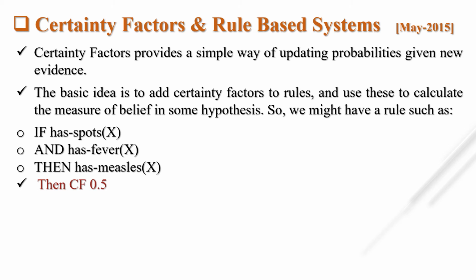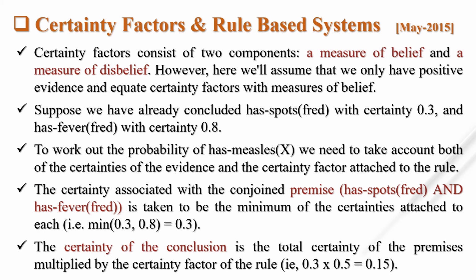So certainty factor consists of two components, a measure of belief and a measure of disbelief. This will be the formula of the measure of belief, and the measure of disbelief will be explained in the next slide. However, right now we assume that we only have positive evidence and equate certainty factor with measure of belief, not with disbelief. We are considering only the belief, that we have a certain amount of facts that we already have. That's why we are going with the measure of belief.